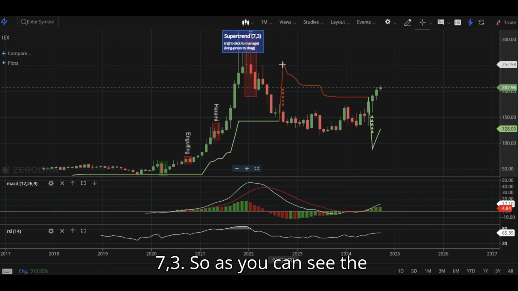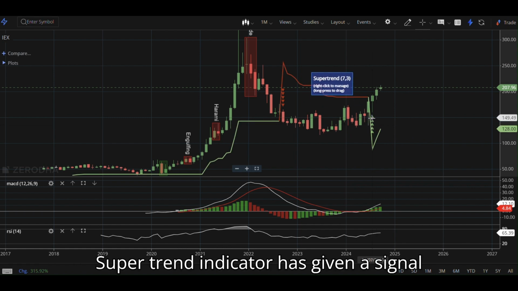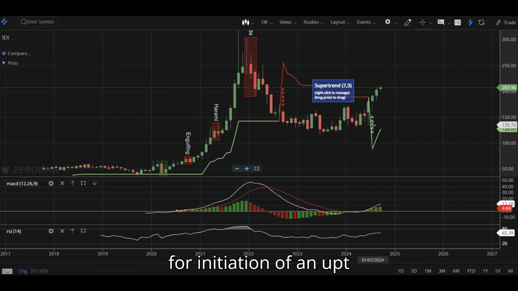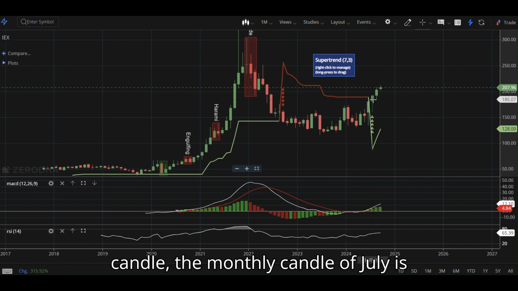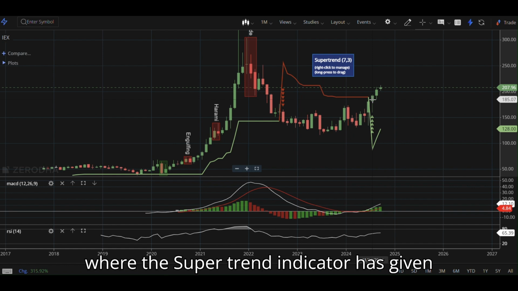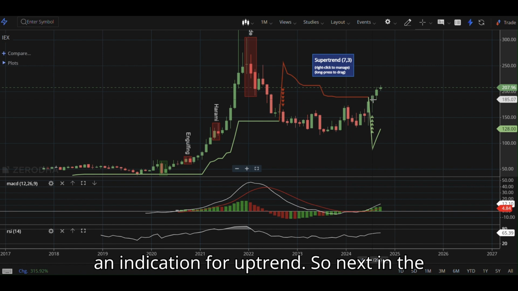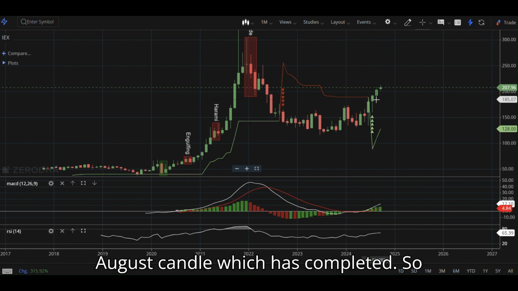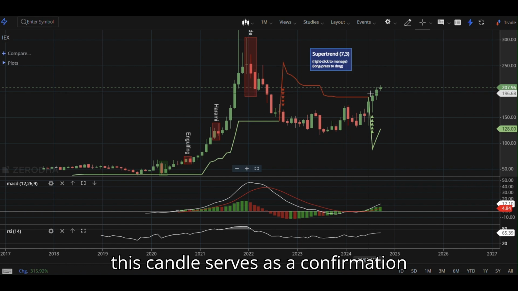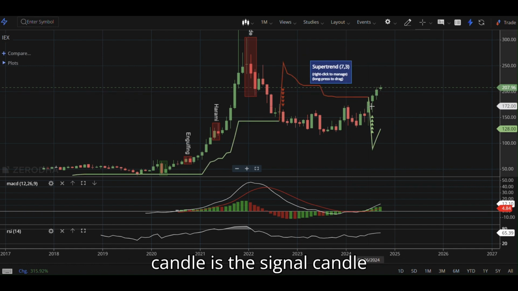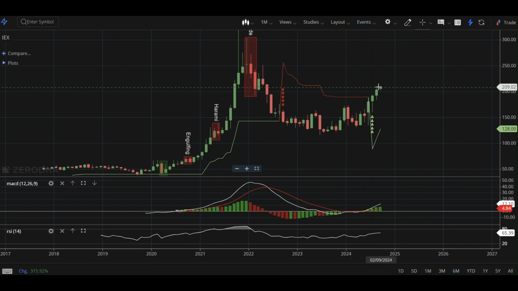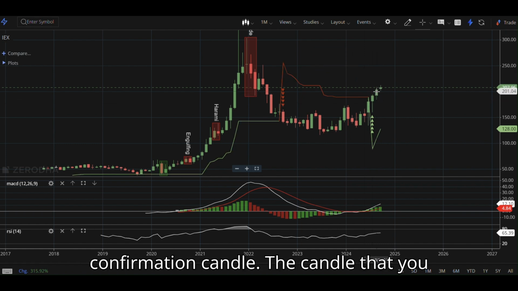The settings are 7-3. As you can see, the super trend indicator has given a signal for initiation of an uptrend. Here you can see in the monthly candle of July is where the super trend indicator has given an indication for uptrend. Next, the August candle, which has completed, serves as a confirmation candle. So the July monthly candle is the signal candle, and the August monthly candle is the confirmation candle.